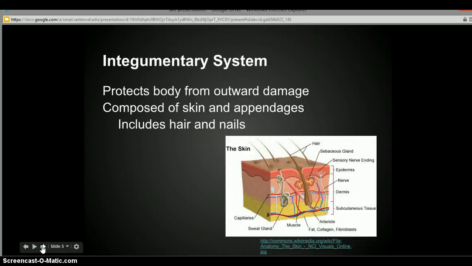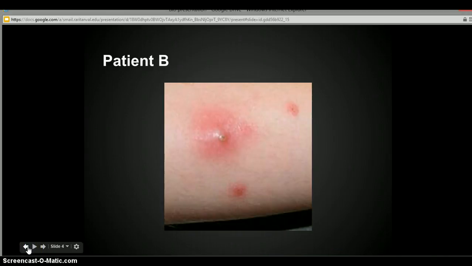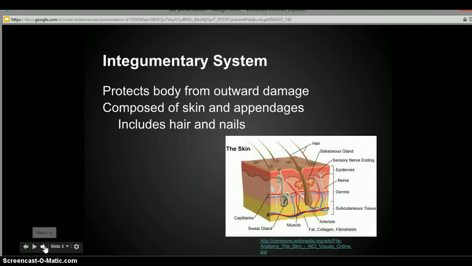So going into a little bit more in depth. The integumentary system protects the body from outward damage and is composed of the skin and appendages, including hair and nails. So basically, as you can see in the picture beforehand, this is an infection in the skin. And so the abscess is being formed, and so the integumentary system is having problems here.